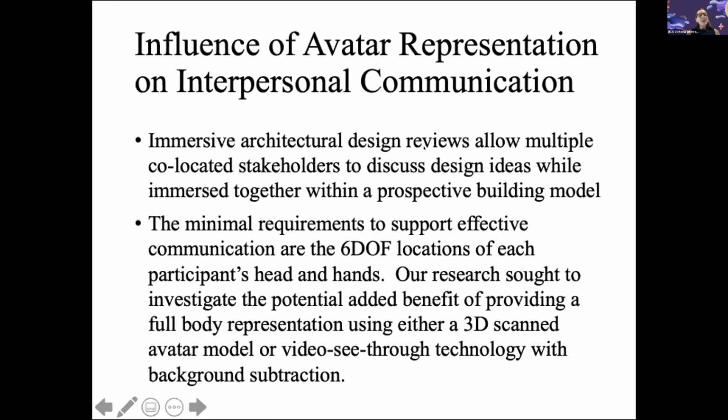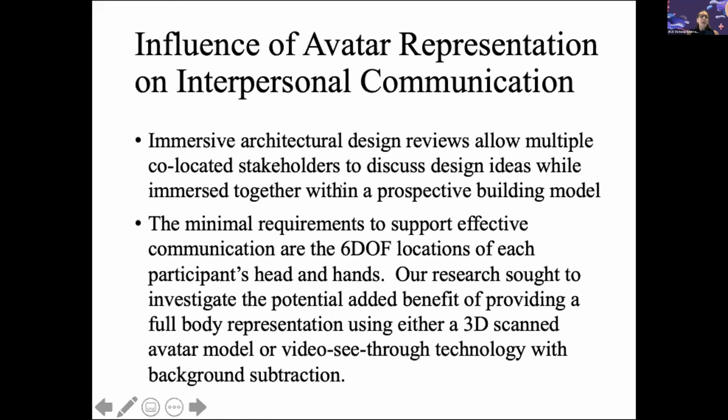So now I'm coming to the last of the pieces of work that I'm going to talk to you about, and this is some PhD research by my student Sahar. And the goal of our research in this area was to support architects in immersive architectural design review. So in a design review, what happens is multiple stakeholders will meet together to discuss their design ideas.